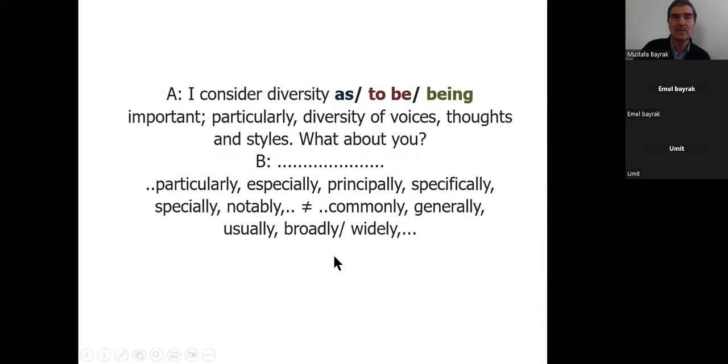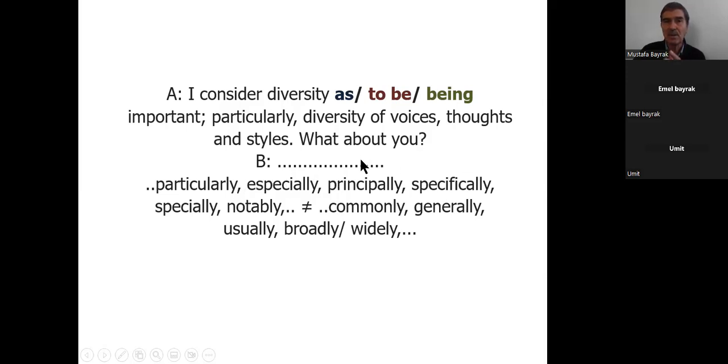Let's start from this one. A: I consider diversity as, or to be, or being. You can use either of them. I consider diversity as important. I consider diversity to be important. I consider diversity being important. All three are possible. Particularly diversity of voices, diversity of thoughts and styles.